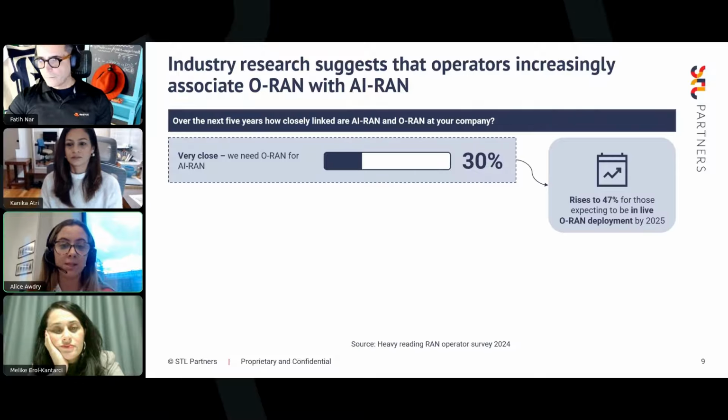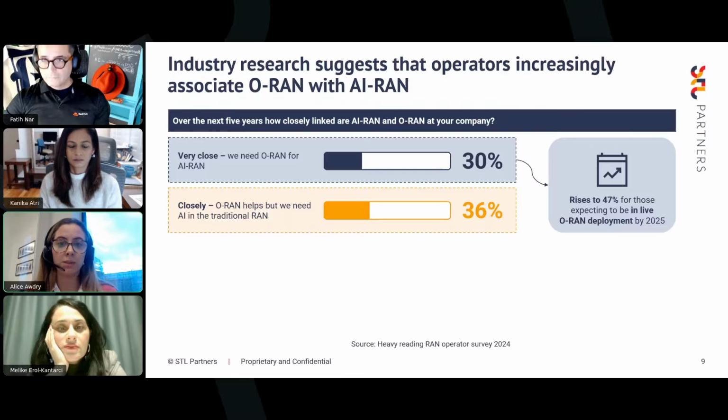This figure actually rises to 47% when filtered for those respondents who expect to be in live O-RAN deployments by the end of 2025. So in other words, the pioneering group of O-RAN respondents identified in the survey are more likely to see a closer link to AI RAN than those who are more conservative on O-RAN deployment. This means that leaders in the O-RAN space are pursuing AI RAN opportunities in tandem with O-RAN opportunities and kind of setting the example by associating these two things.